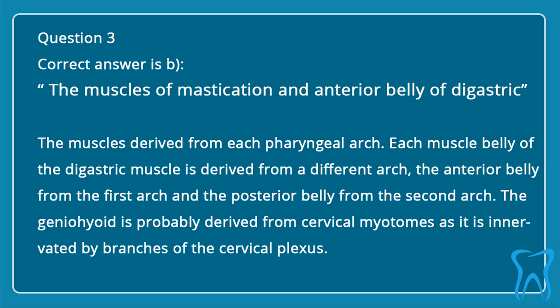The muscles derived from each pharyngeal arch. Each muscle belly of the digastric muscle is derived from a different arch, the anterior belly from the first arch and the posterior belly from the second arch. The geniohyoid is probably derived from cervical myotomes as it is innervated by branches of the cervical plexus.